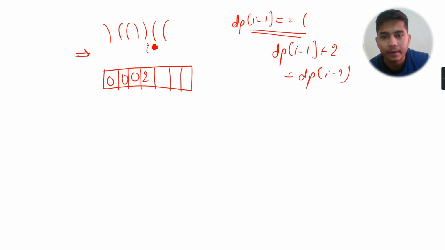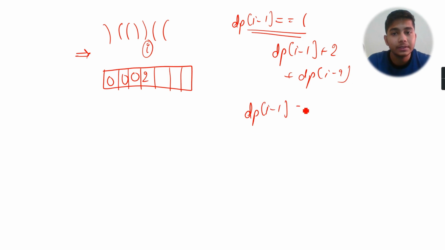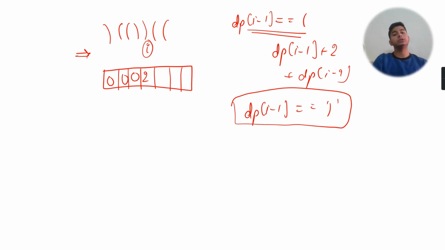Now I'm here again. Now this is the new case that we are looking at. So now dp of I minus 1 is also a closing bracket. We have not seen this case till now. So if it is also a closing bracket, and for a closing bracket we know what it holds: it simply holds that this is the longest valid parenthesis till now. So dp of I minus 1 we are having 2, so the length is 2.